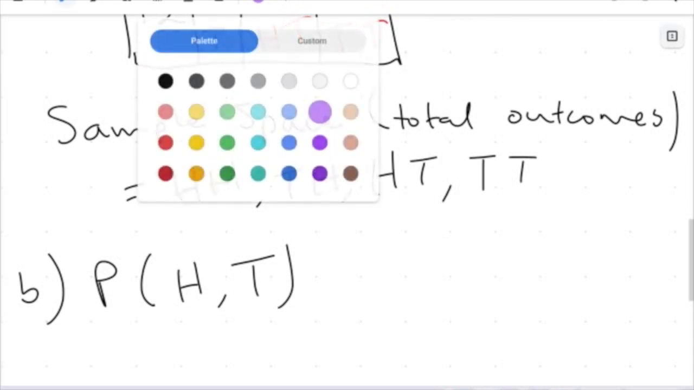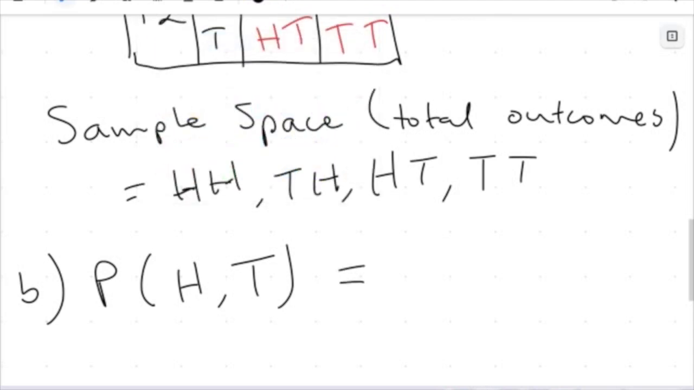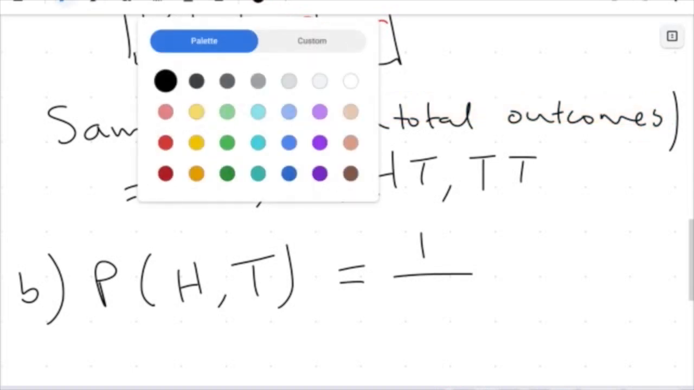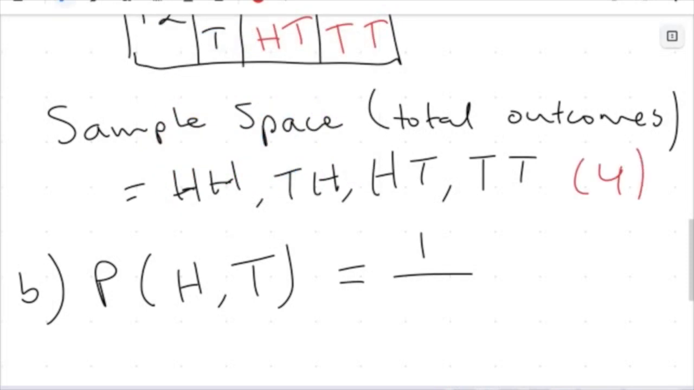So to set this probability out, I have my favorable outcome, the one that I am looking for, getting a head tail, so that's going to be 1, over the total amount of outcomes. Now how many outcomes do I have in total? Well, I have 4 outcomes in total: heads, heads, tails, heads, heads, tails, tails, tails. So that is going to be my probability. I have a 1 in 4 chance of getting a head first, followed by a tail.